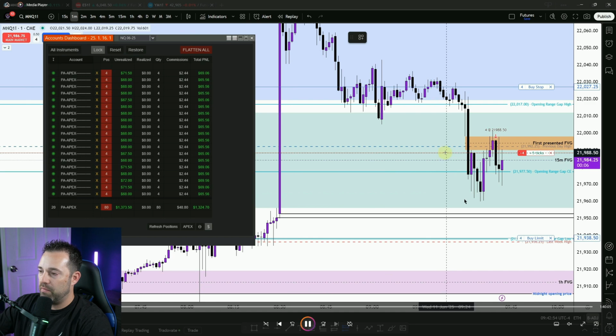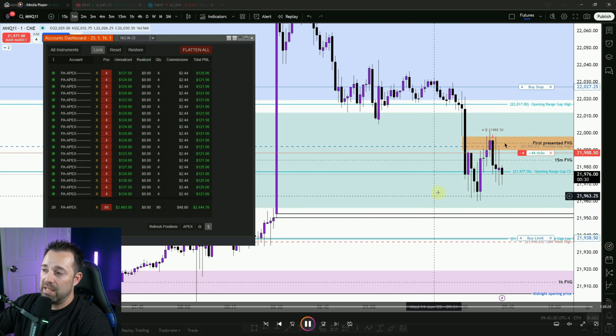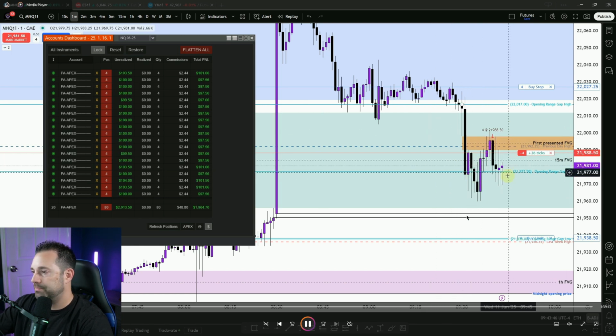One more touch of that first presented fair value gap. Fast forward again. That's also why I hadn't moved to break even yet. Like, I want to give it the room, but if I do move to break even, let it run a certain amount of distance first, at least halfway to my target or so, before moving to break even.